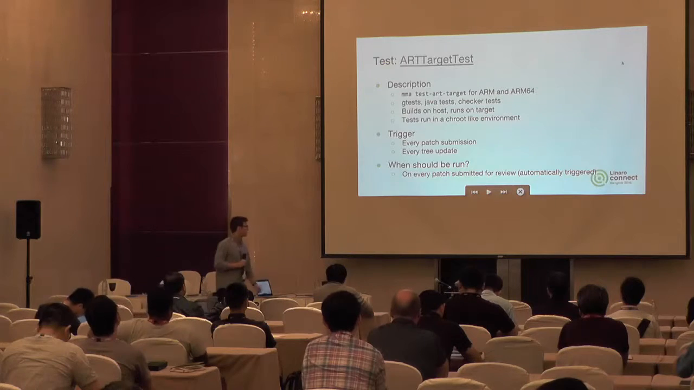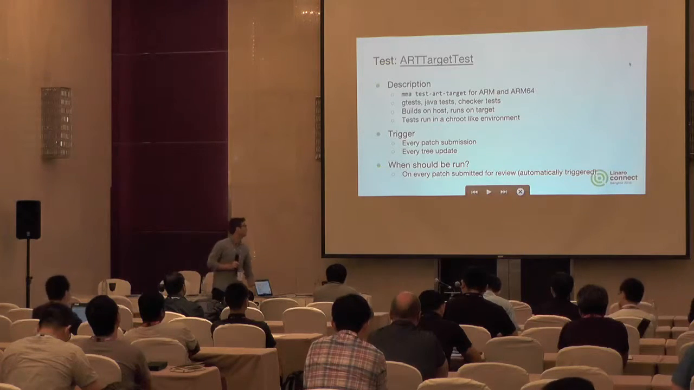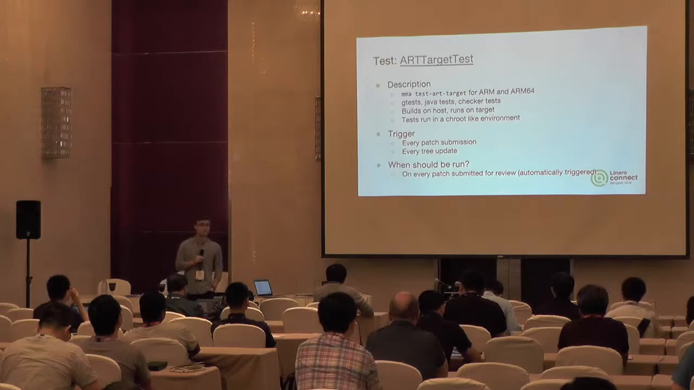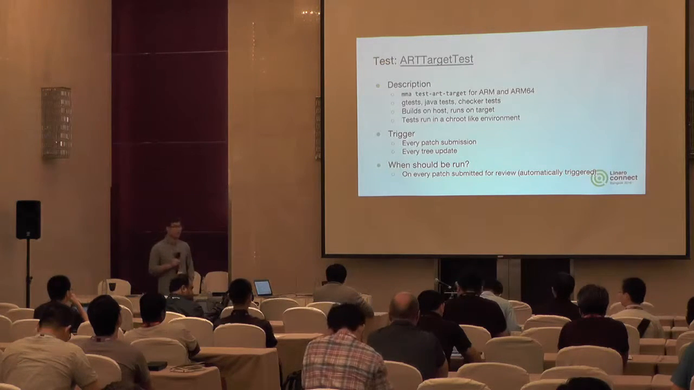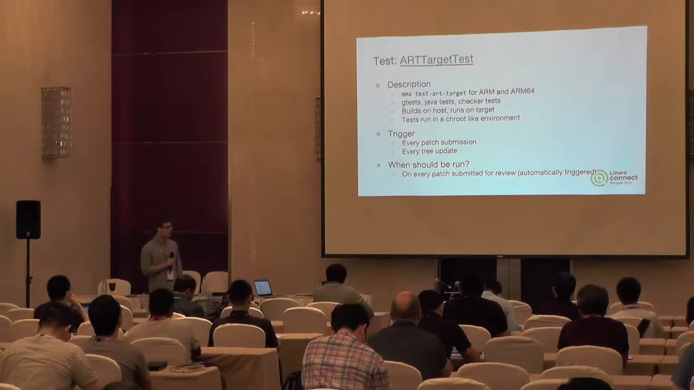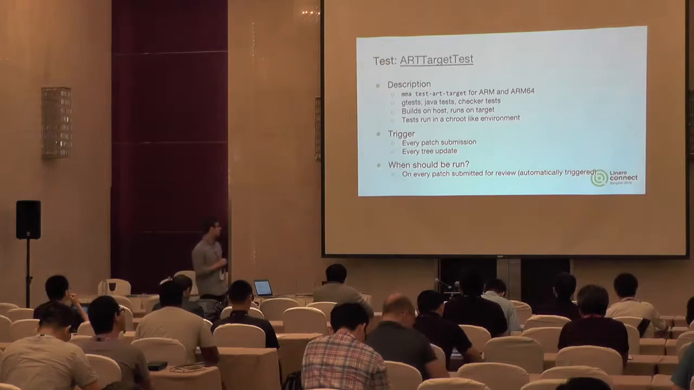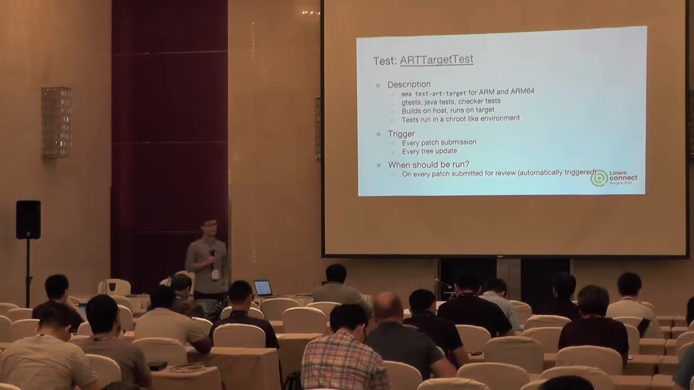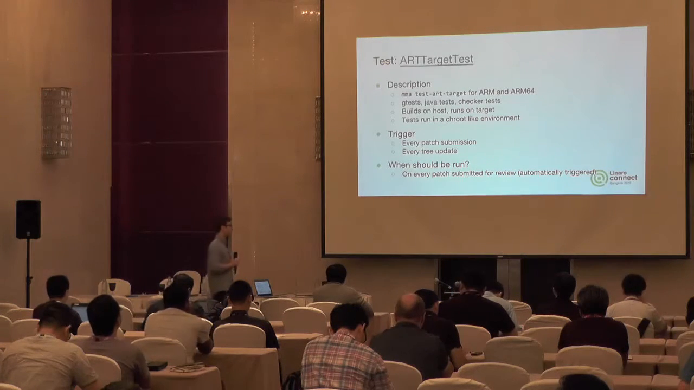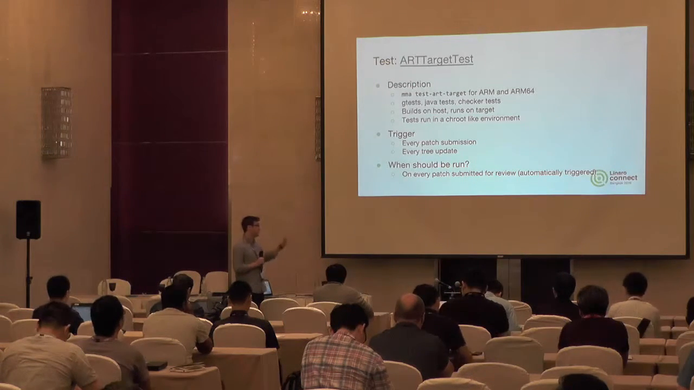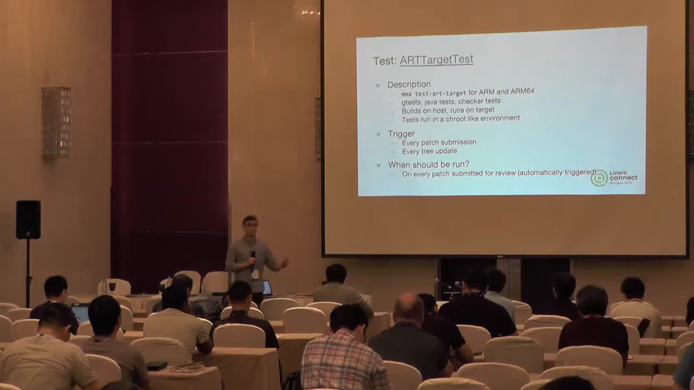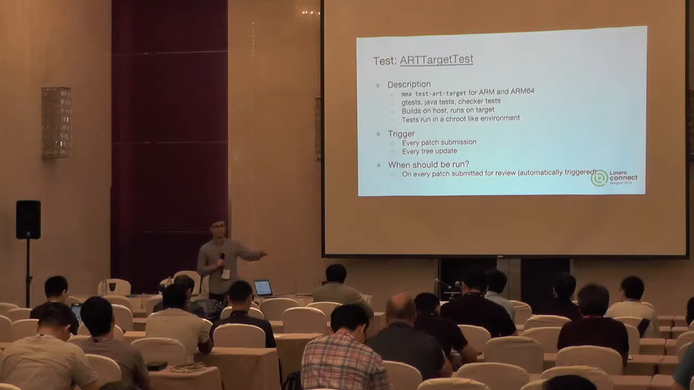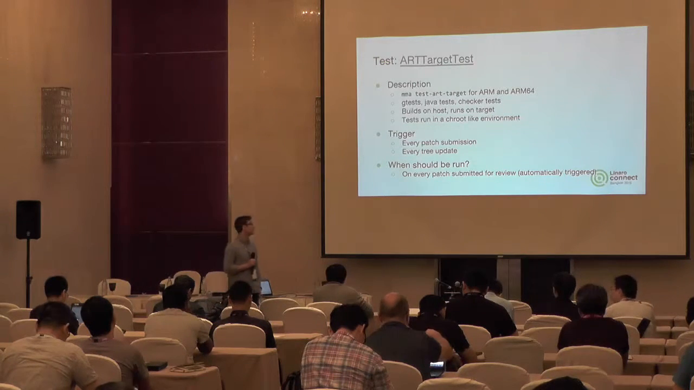I'll move on to the target tests, which are similar to the host tests, except that they run on targets. So they run on ARM and ARM64. They currently run on Nexus 9 devices. And again, this test basically does all the other things that the host tests do, but on target. And again, these tests are triggered automatically whenever a patch is submitted for review. So basically, testing-wise, every patch that you push would automatically trigger 2 Jenkins jobs, one being the target test and one being the host test.